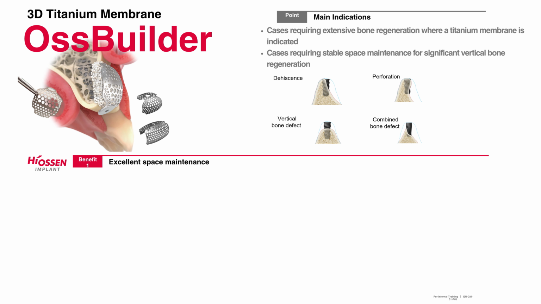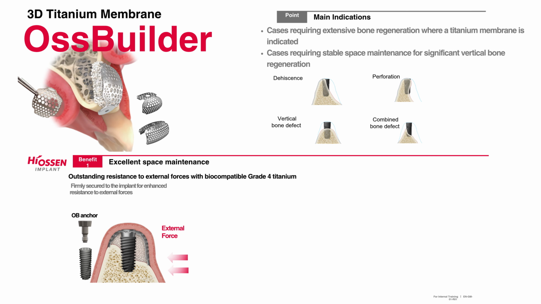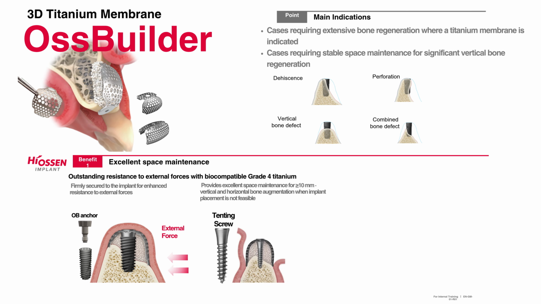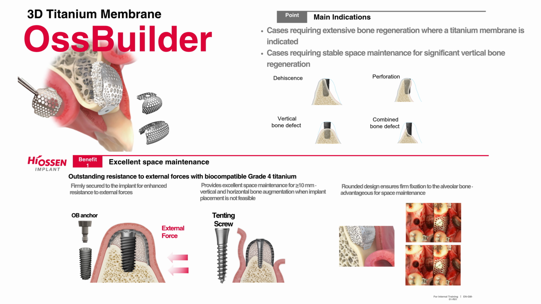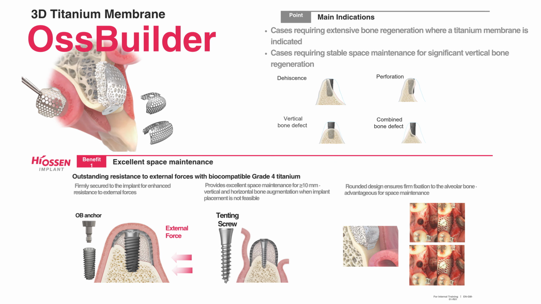First benefit is excellent space maintenance. OssBuilder is made of biocompatible grade 4 titanium, which provides outstanding resistance to external forces. When firmly secured to the implant, it maintains the bone graft space in a highly stable manner. In particular, it enables space creation even in severe cases with more than 10 mm of vertical and horizontal bone defects, where implant placement is typically difficult. In addition, its rounded design allows stable fixation to the alveolar bone, maintaining its shape without deformation even under external pressure.